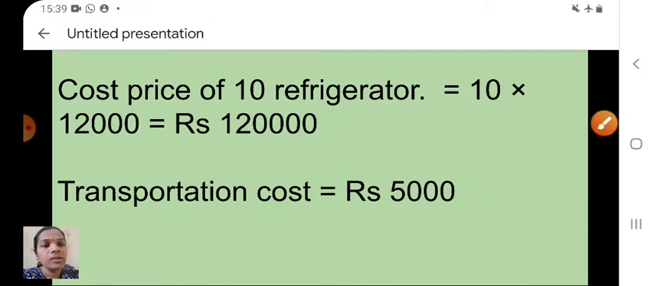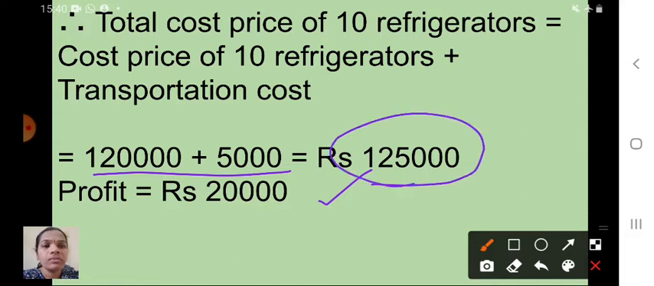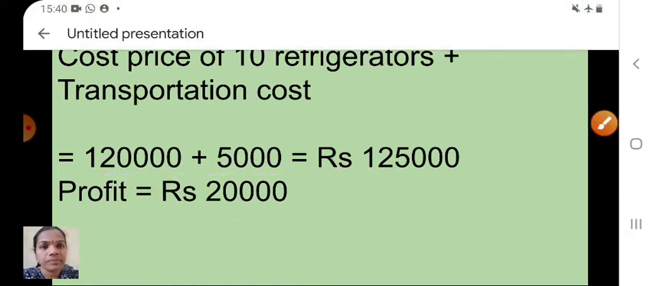Okay, see here total cost price I have found here. 1,20,000 plus 5,000, that means 1,25,000 rupees. Understood, children? Next one is what? Profit is what? Sorry, profit is what? 20,000 rupees. Now we have to find what? Selling price.